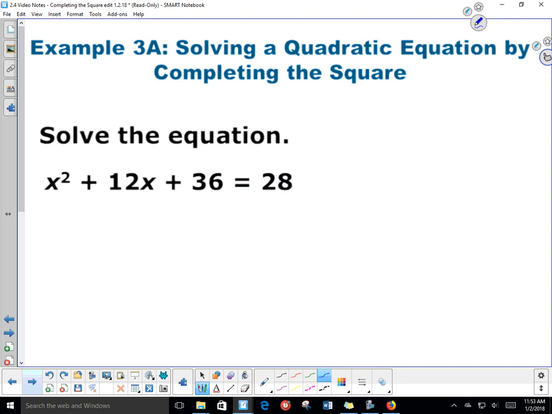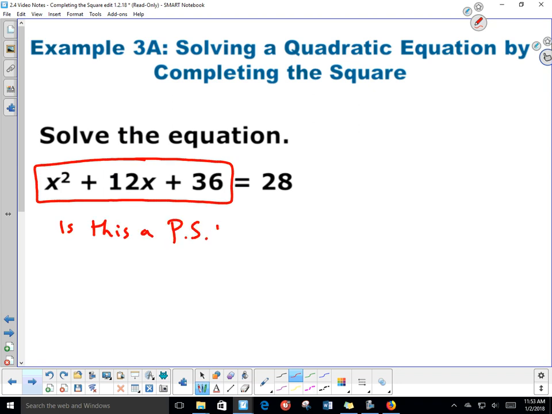We've got x squared plus 12x plus 36 equals 28. Now, before we get ahead of ourselves, let's check. Is this already a perfect square trinomial? Well, let's check it. If I take half of 12, that would be 6. And if I square 6, is that equal to 36? It is. So I don't have to do anything as far as adding b over 2 squared. It's already there. That means this is already a perfect square trinomial.